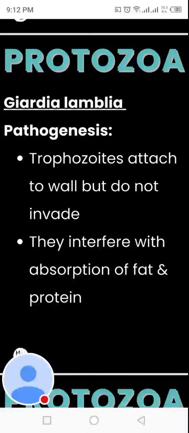Now let's talk about the pathogenesis of Giardia lamblia. Trophozoites, when they are present in the intestine, attach to the wall of the intestine with the help of the suction disc, where they cause inflammation, but they do not invade the mucosa.